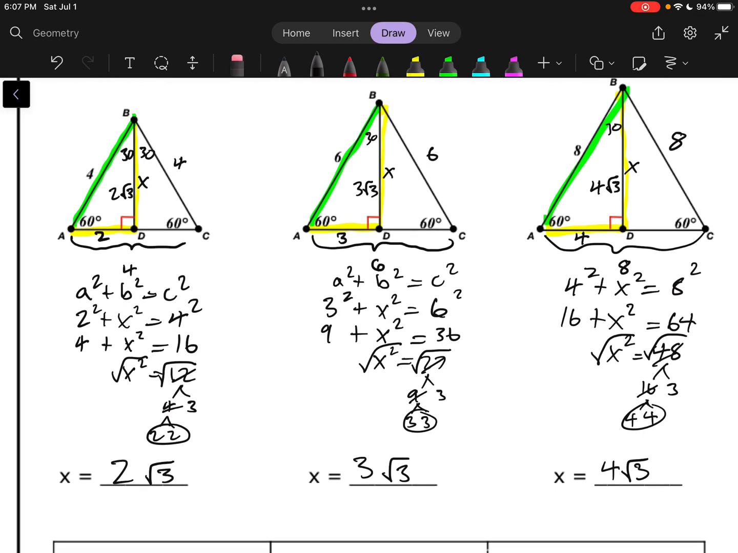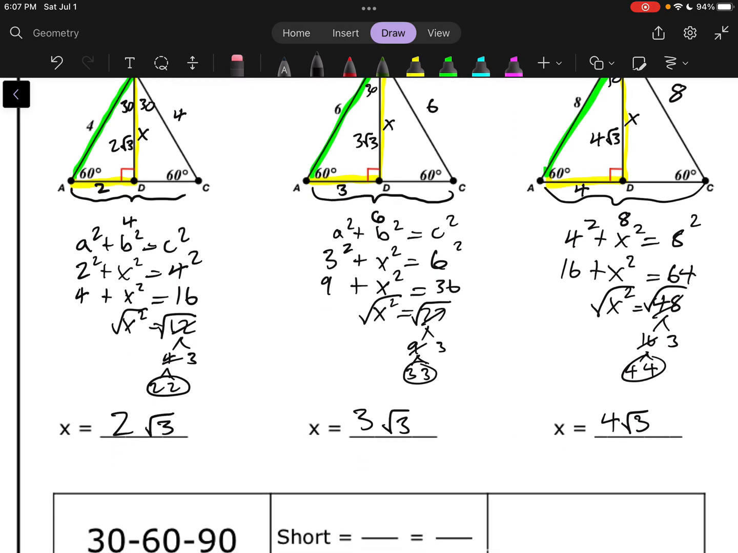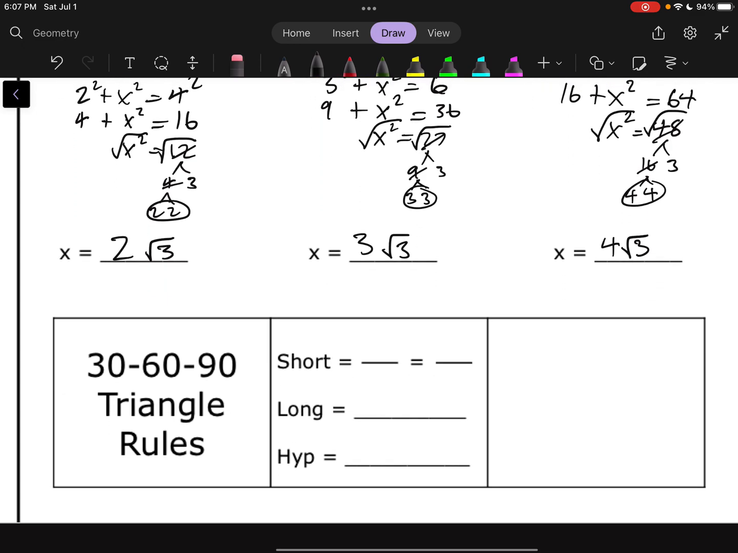So let's formalize these little patterns that we just discovered by doing that. Let's illustrate our 30, 60, 90 triangle here. What we have is a short leg that is opposite the 30. We have a long leg that is opposite the 60. And then we obviously have the hypotenuse, which is opposite the 90, okay?